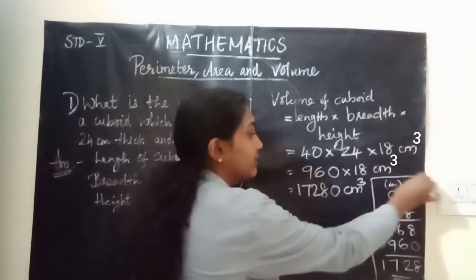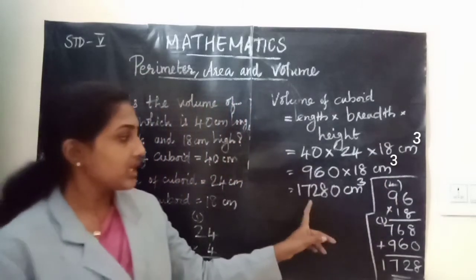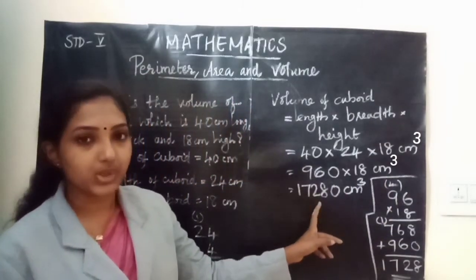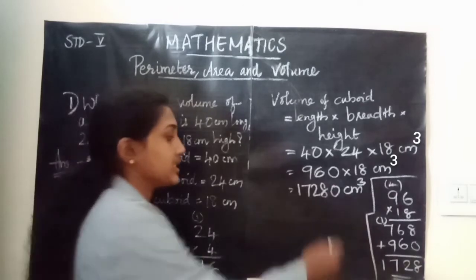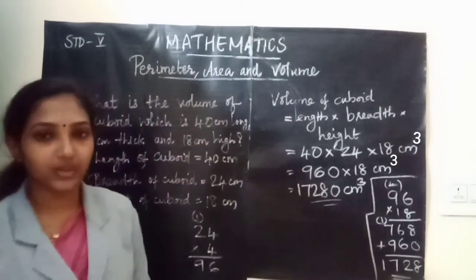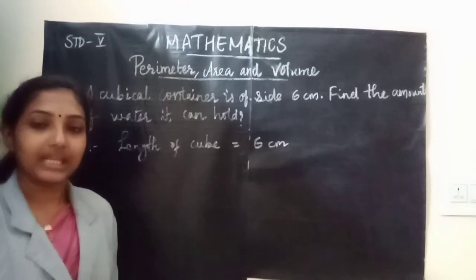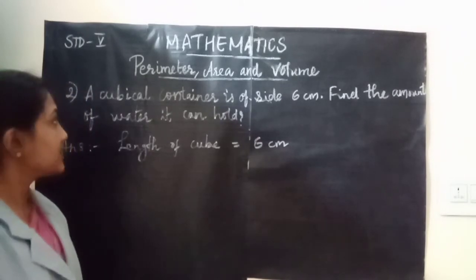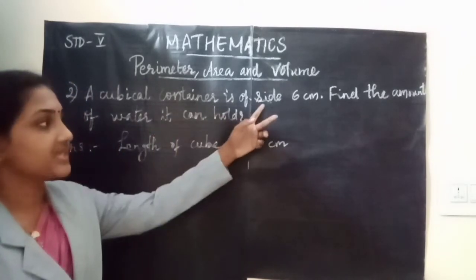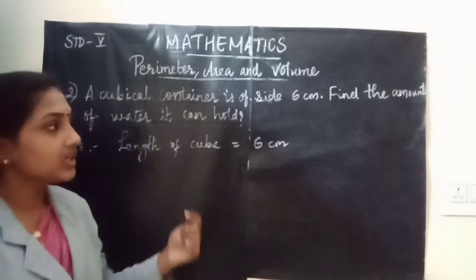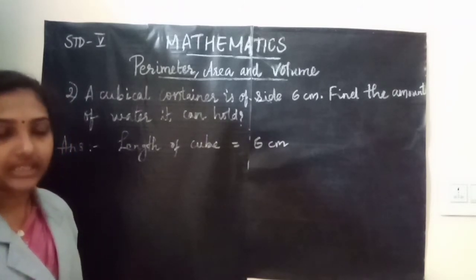So here the volume of the given cuboid is 17,280 centimeter cube. Okay. Moving to our next question, and the second question is, a cubical container is of side 6 centimeter. Find the amount of water it can hold.